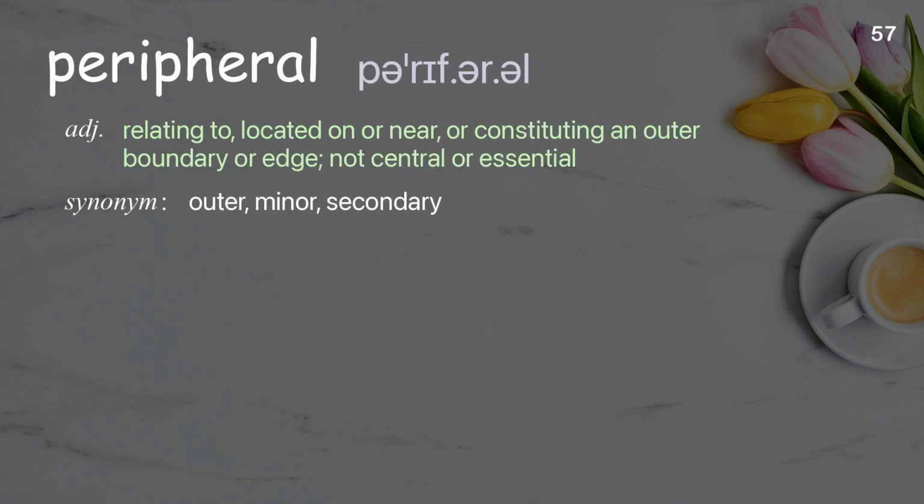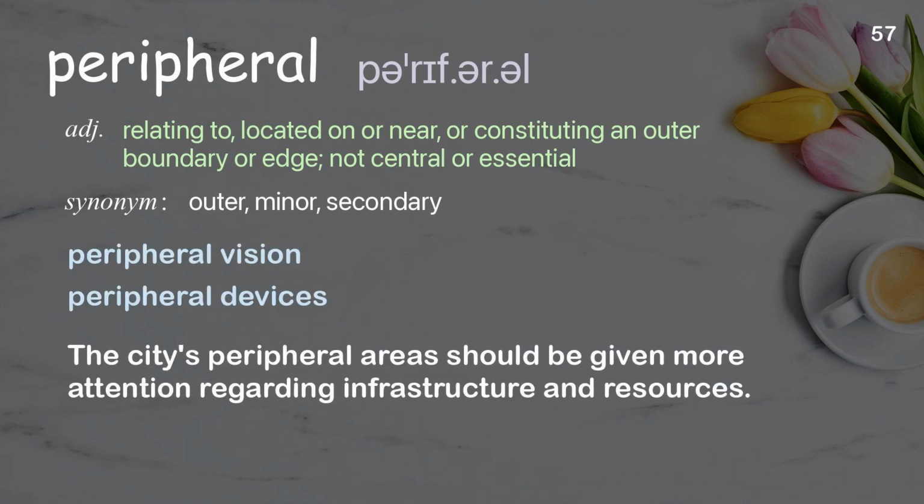Peripheral. Relating to, located on or near, or constituting an outer boundary or edge, not central or essential. Examples: Peripheral vision. Peripheral devices. The city's peripheral areas should be given more attention regarding infrastructure and resources.